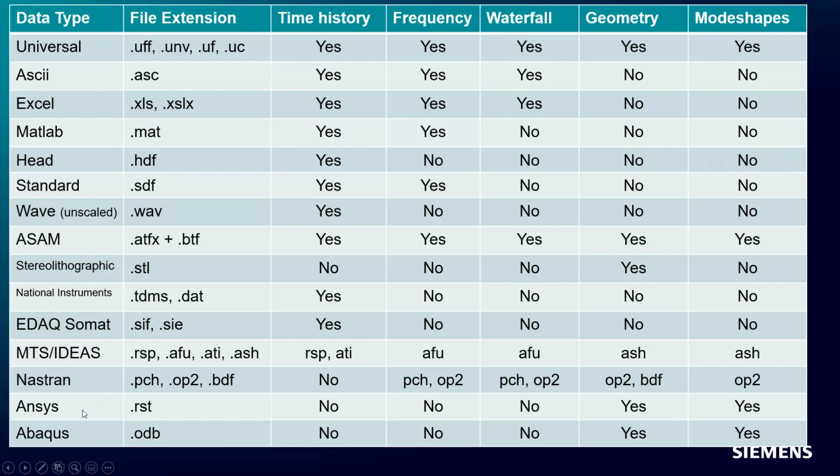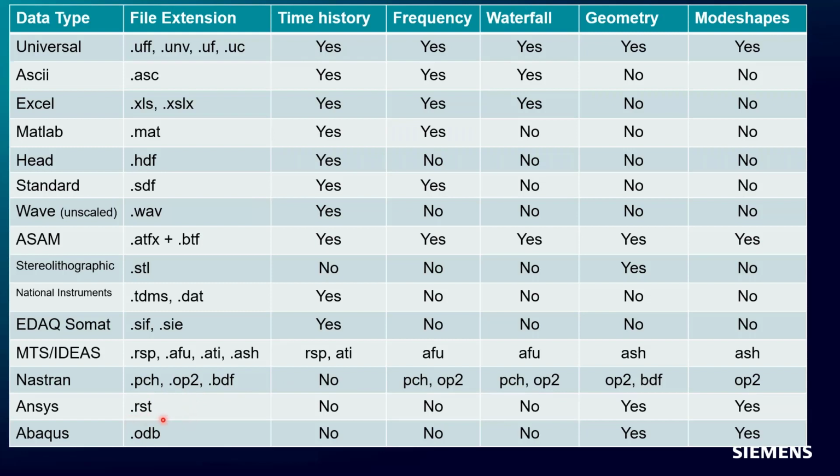And similarly, Nastran, ANSYS, Abaqus, those files can also be read. Now, I'm going to show some examples in more detail related to the Nastran data, but the same concept would apply to any of this data if they're compatible or applicable. So for example, Nastran can have a .pch file, a punch file, or a .op2 file, or a .bdf file. A BDF file only has geometry information, so we can see that that can be read in TestLab. And the punch file can have frequency domain data or waterfall data, so we can read that also.